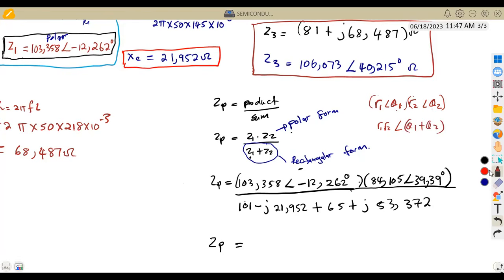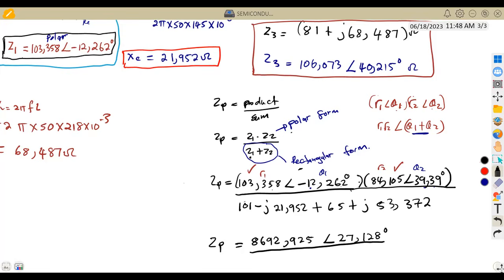So here, this is our R1 and this is our R2, and we multiply these two. If we multiply these two, we are going to obtain 8,692,925 angle of. Then for the angle, we said we add theta 1 plus theta 2. This is our theta 1, this is our theta 2. So we add negative 12,262 plus 39,9. If we add these two angles, we are going to obtain 27,128 degrees.